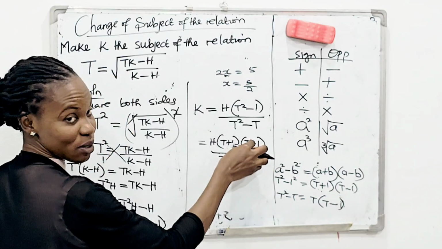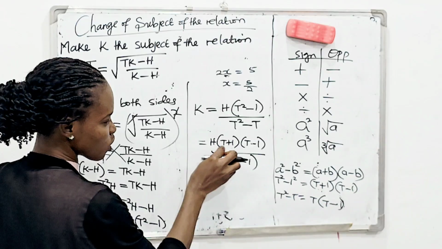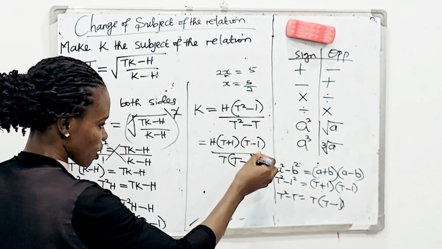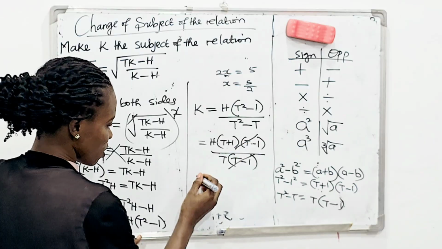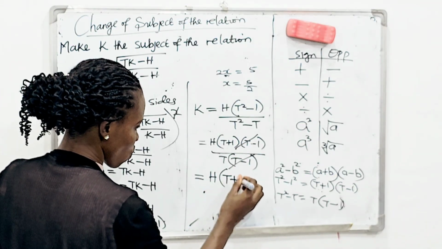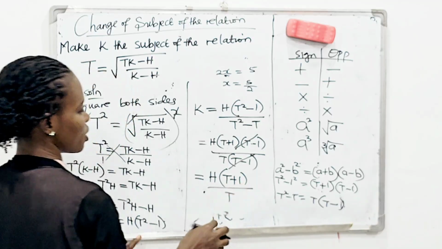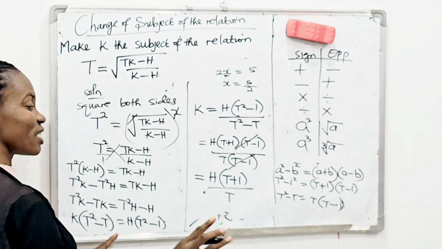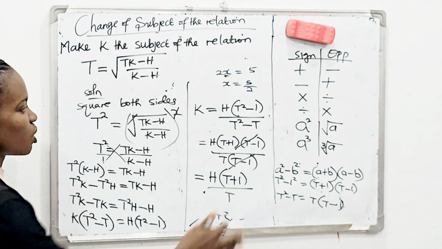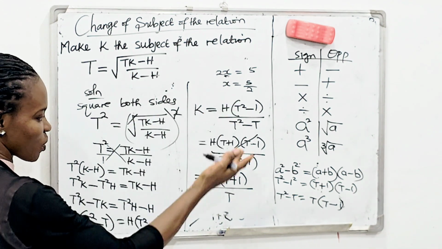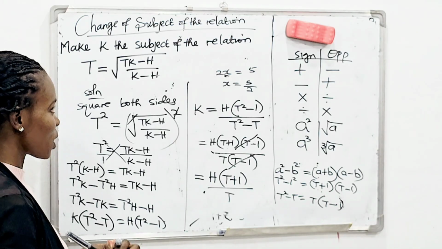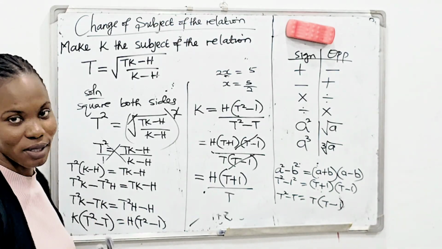Alright, so this can cancel out this. Since the relationship here is multiplication, they can cancel out. This can cancel out this. So I am left with h(t plus 1) all over t. So this is the final expression of k as the subject of the relation. Like I said, this answer is correct. Further, this is correct, depending on the one you have as your option. Okay, let's quickly look at another example on this.